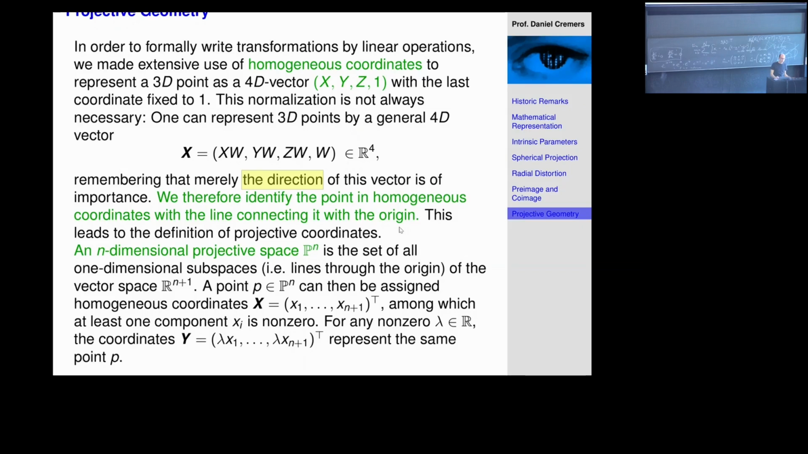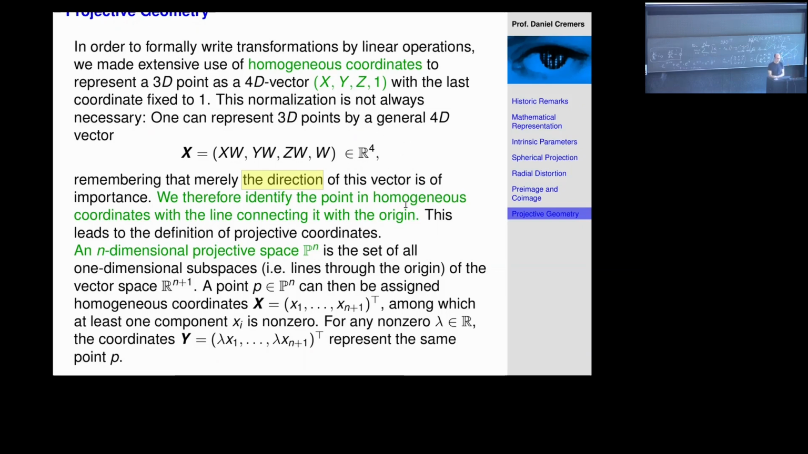And this leads to the definition of projective coordinates. The definition is: an n-dimensional projective space Pn is the set of all one-dimensional subspaces, lines through the origin, of the vector space R^(n+1). So that's exactly what we do here.